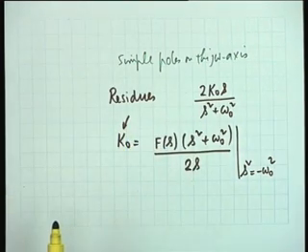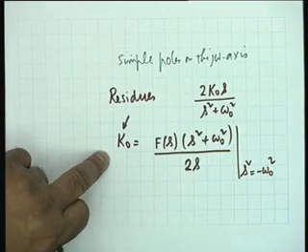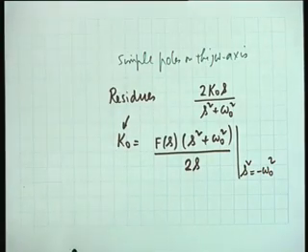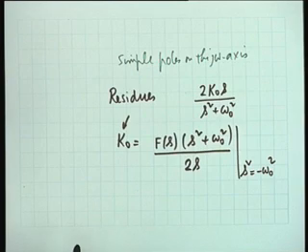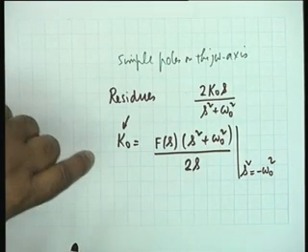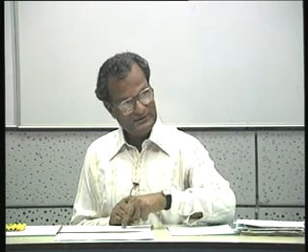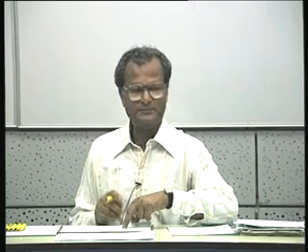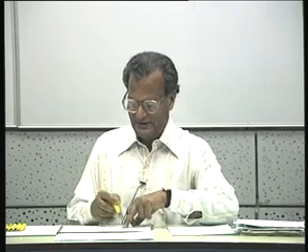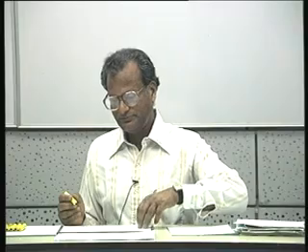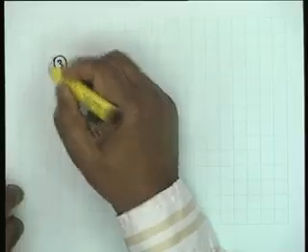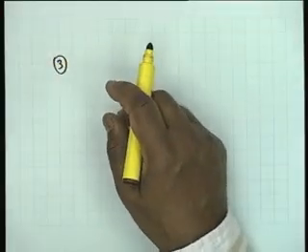If there are simple poles on the j omega axis, then determine the residue and check whether the residue is real and non-negative. If it happens to be complex, then you stop testing. Or if it happens to be negative, then also you stop testing. But if it is positive and real at all the poles on the j omega axis, not one, all of them, then you have to go to the next step, and the next step, the third step, is to test the real part.